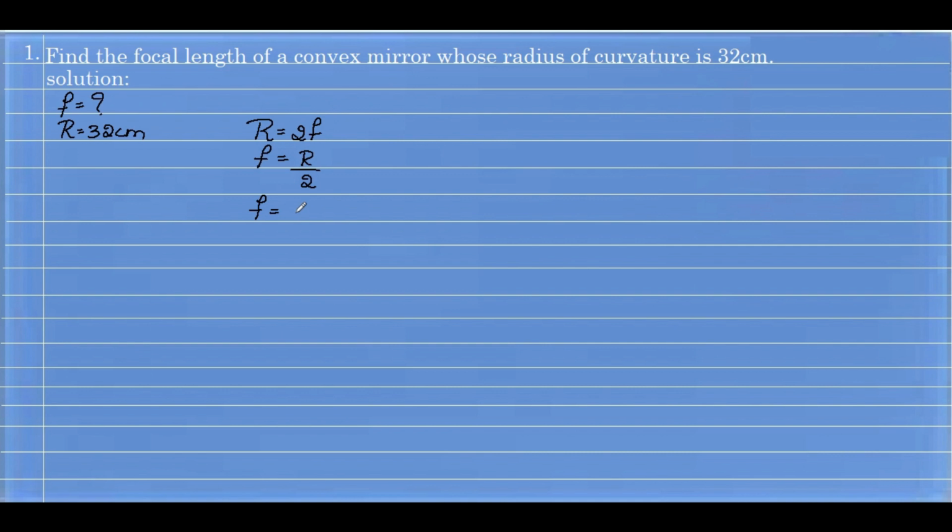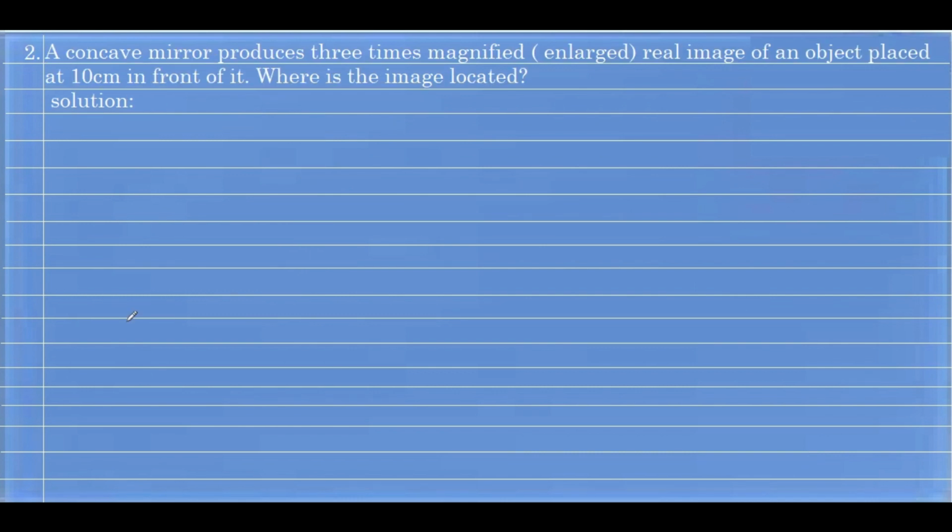So f is equal to r, which is given, that is 32 centimeter. So 32 divided by 2. So 2 1s are 2, 2 6s are 12. So the focal length is 16 centimeter. That's it. This is the way of finding out the focal length when the radius of curvature is given. I hope you understood. So moving on to the second question.